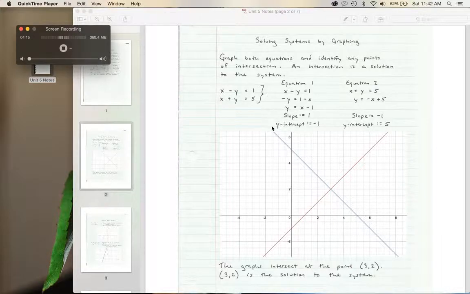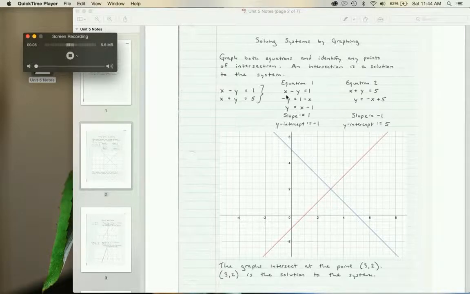So to find this solution to a system of equations by graphing, what I would do is first get each equation into a form that is easier to graph. I'm going to use the slope-intercept form. So I've written out equation 1 and equation 2, and I've rearranged each equation individually so that it is in slope-intercept form.